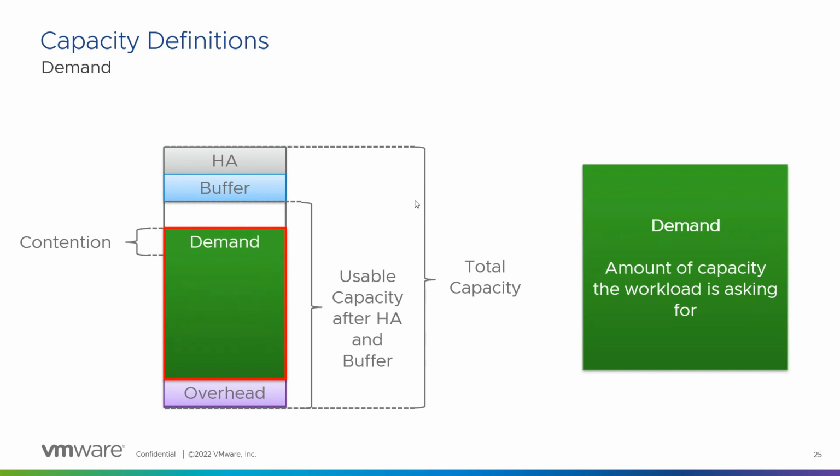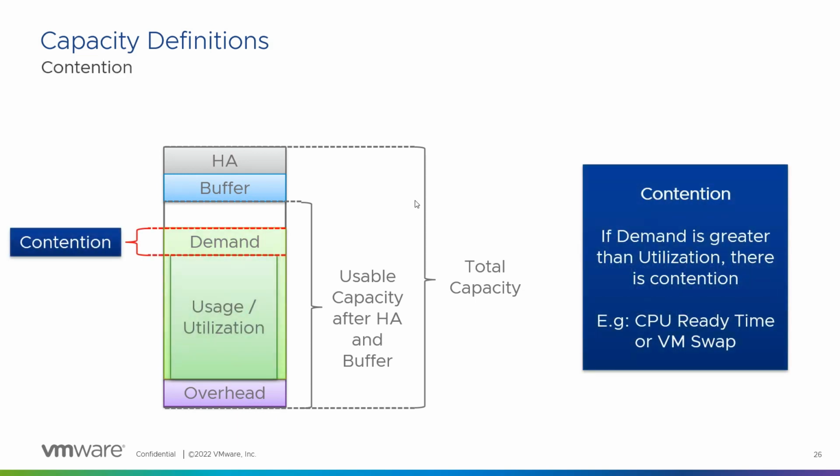Demand. So demand is the amount of capacity that the workload is asking for. That doesn't mean what the workload is getting. You can have the workload using a certain amount of resources, and then demand could be higher because there is what we call contention. That is basically where you could have CPU ready time or swap or things like that.